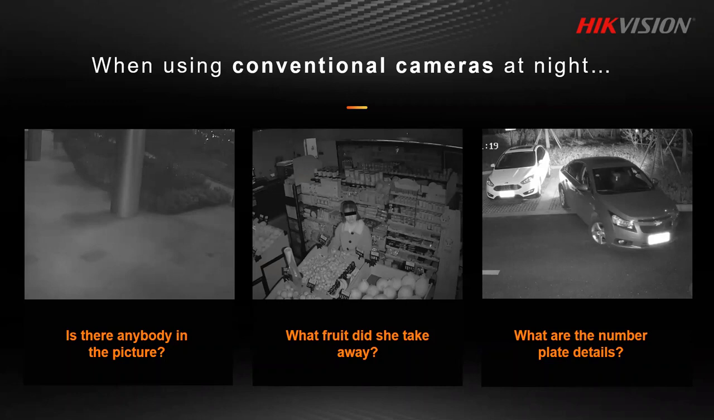These are conventional cameras using IR LEDs, so you can see your detail is very limited without color. It's difficult to tell there's someone in the top left-hand corner of the scene itself. In this image, it's difficult to tell what type of fruit the woman is dealing with. And in the last image here, it's impossible to tell the color of the vehicles, and very difficult to see any alphanumeric characters in the registration plates.